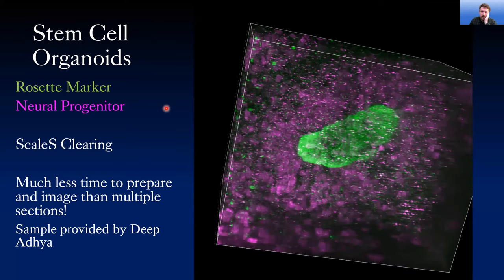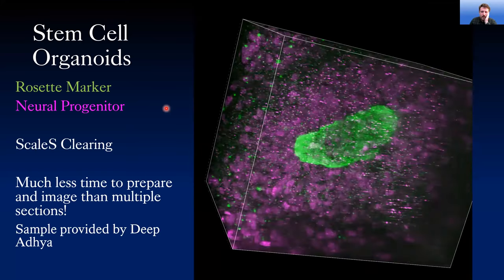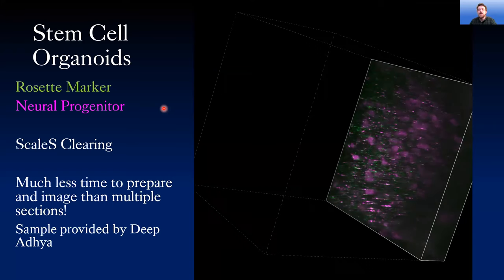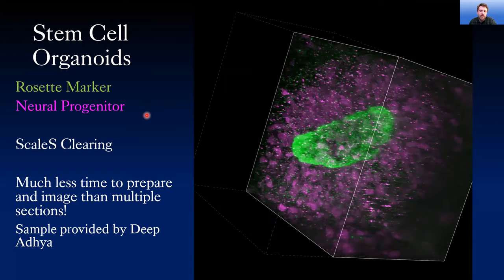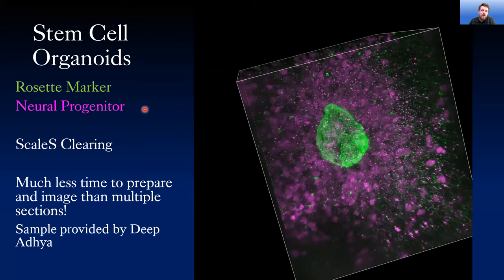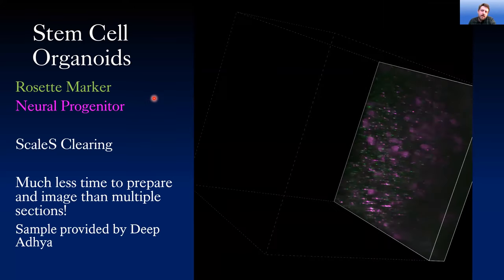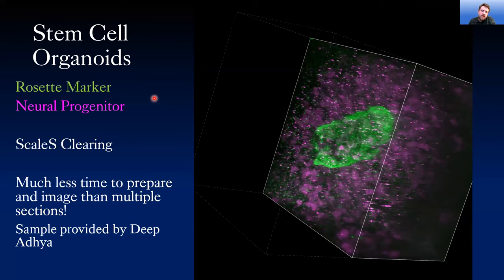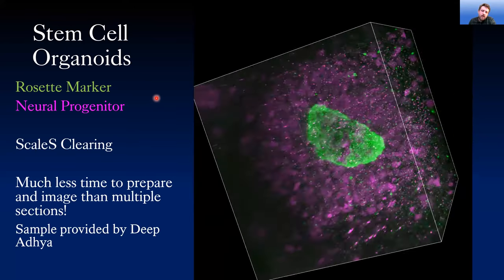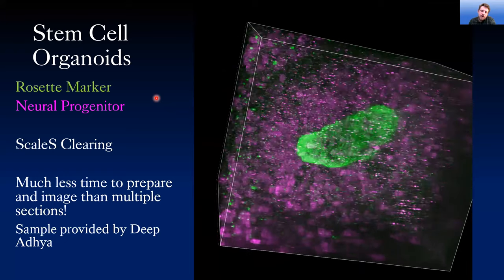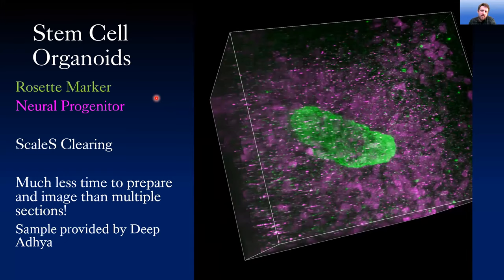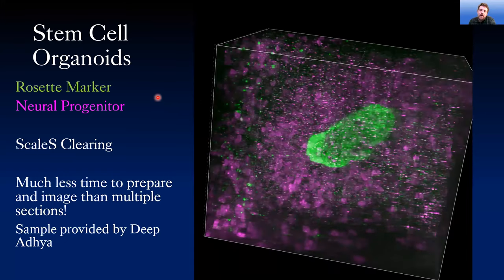And again, this is a cropped region, relatively deep compared to the surface, so it's not as good as it could be. But I always like to show the limits of what's possible. And the green marker shows the stem niche, as it were. And you can see, although the antibody wasn't as clean as expected, the neural progenitor cells surrounding that.